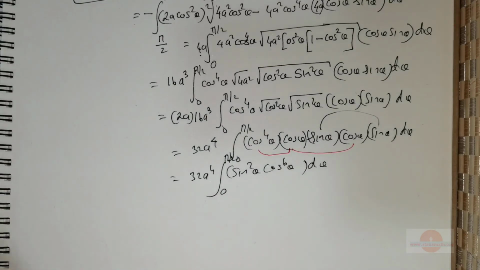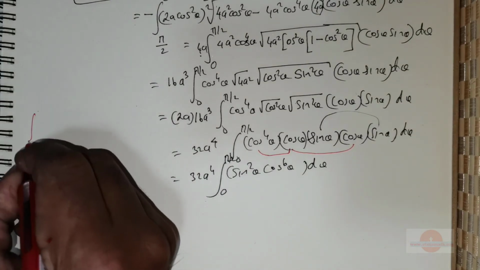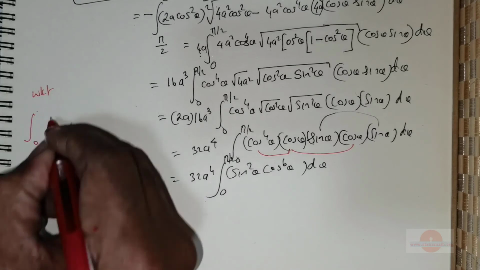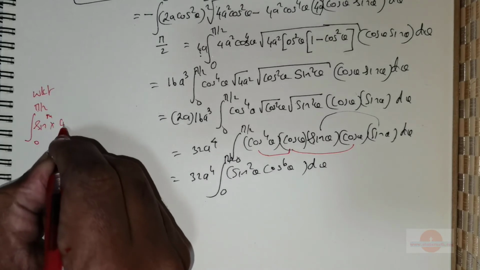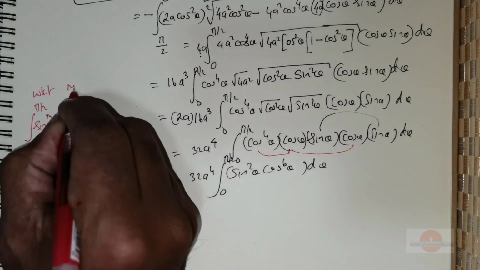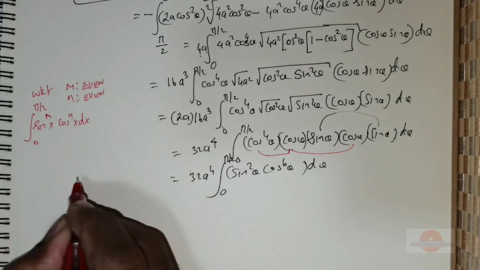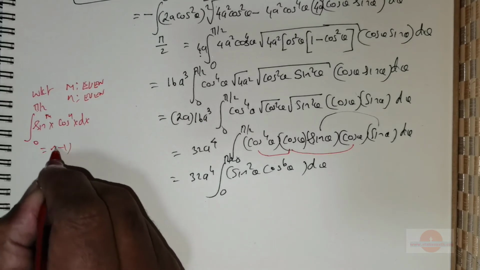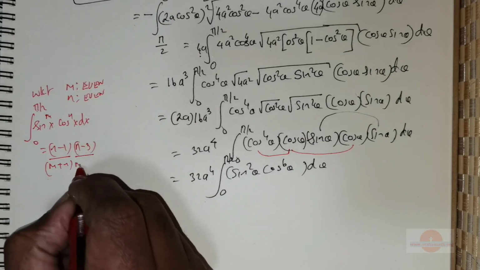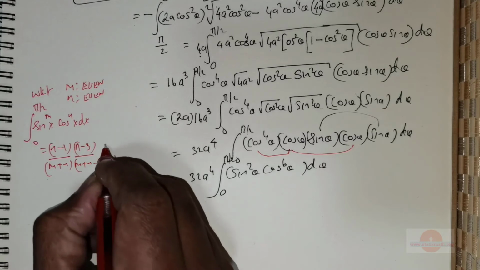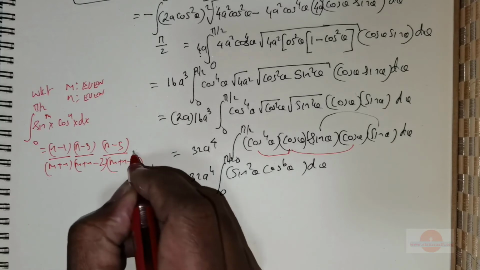Now we have already studied the reduction formula. What is the reduction formula? I'm going to write it down here. We know that integral 0 to pi over 2 sine raised to the power m x cos raised to the power n x dx. Now when m is even and n is even, we started off writing it as n minus 1 divided by m plus n, times n minus 3 divided by m plus n minus 2, n minus 5 divided by m plus n minus 4, etc.